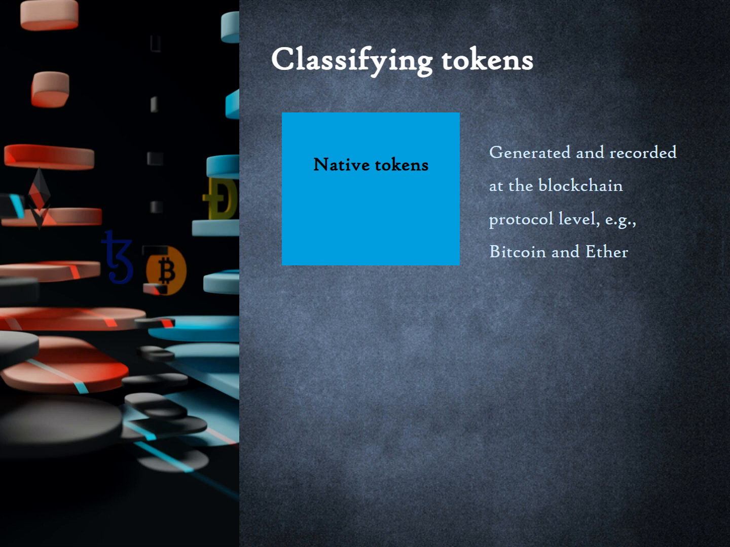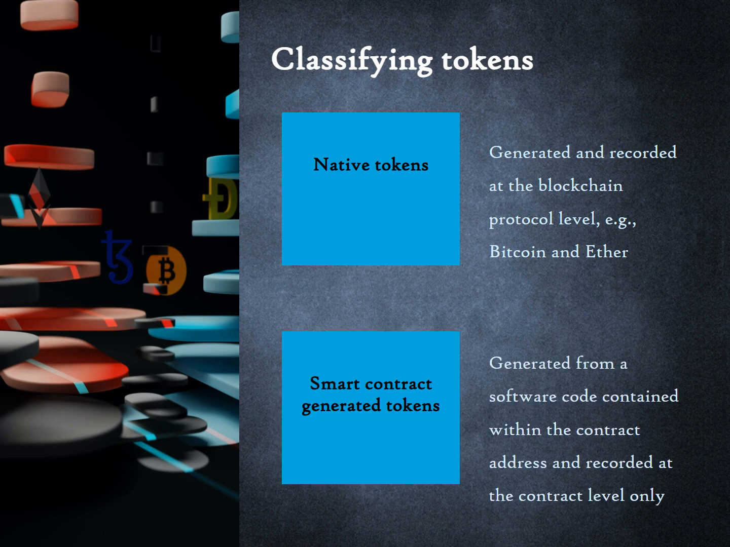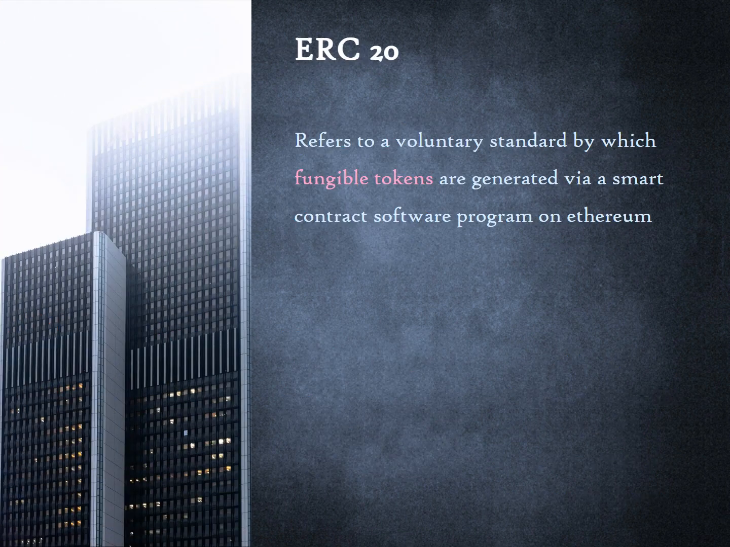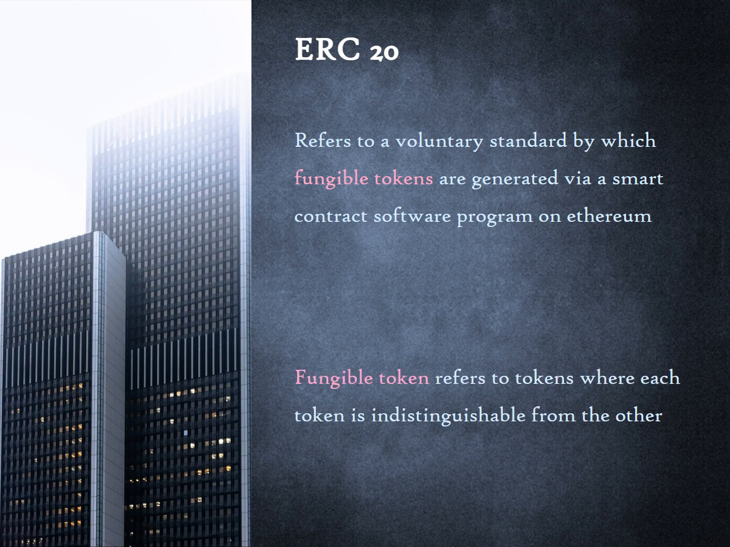Smart contract tokens are generated from a software code contained within the smart contract address and recorded at the contract level only. For example, Ethereum has no knowledge of what Tether is. The meaning of Tether is contained within the smart contract itself. ERC-20 refers to a voluntary standard by which fungible tokens are generated via a smart contract software program on Ethereum. Fungible token refers to tokens where each token is indistinguishable from the other. Tether tokens on Ethereum are fungible and are an example of ERC-20.